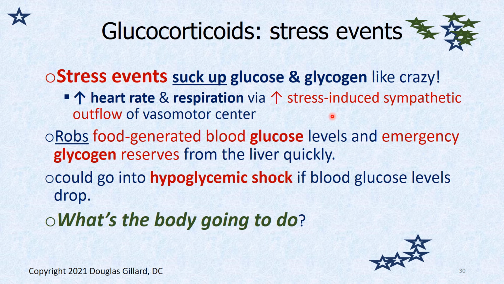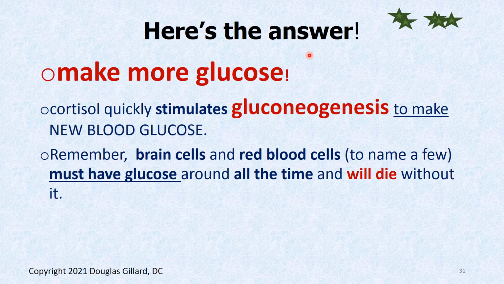Stress also sends out more sympathetic outflow from the vasomotor center. That also drives the heart rate and respiration rate, so that burns up a lot of calories. How are you going to replace those calories? Cortisol, right? If you don't, you can go into hypoglycemic shock and die from that. So how do you make more glucose? How do you make more blood sugar? That's the process of gluconeogenesis. And cortisol drives the process of gluconeogenesis.